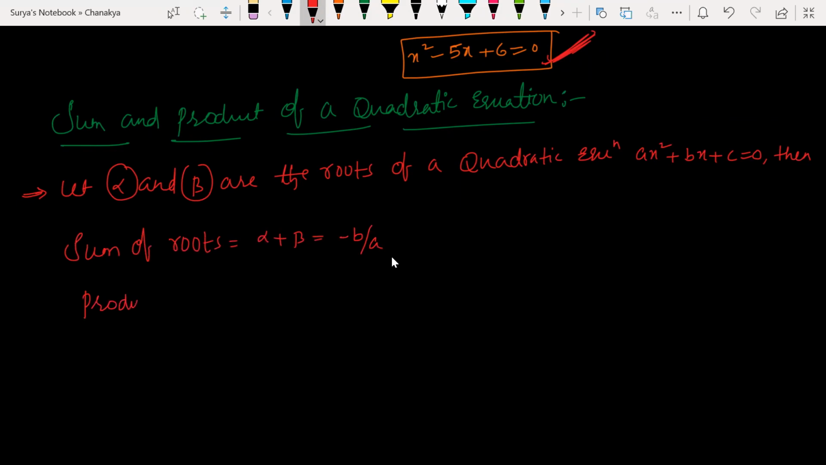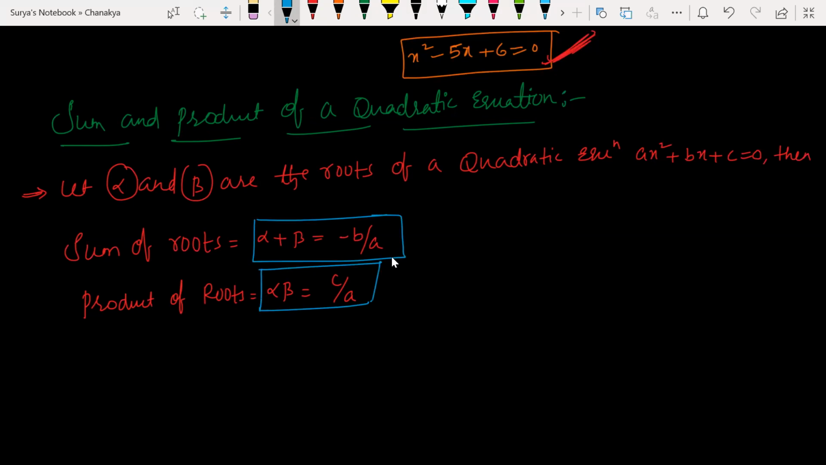And product of roots is going to give me alpha beta, which is going to give me c by a. Understood? Understood, guys? So whenever they give alpha and beta as the roots of a particular quadratic equation, ax square plus bx plus c is equal to 0, then sum of roots is what? Minus b by a. Product of roots is what? Alpha beta is equal to c by a. Very simple, right?